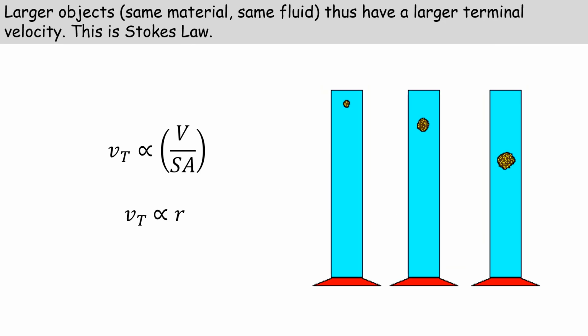So once again, the conclusion, which is Stokes' law, is that larger objects will sink faster than small objects. The terminal velocity is proportional to the volume to surface area ratio. This assumes, of course, that the fluid is the same and that the objects are made of the same stuff and have approximately the same shape.